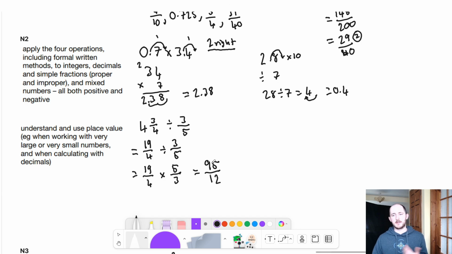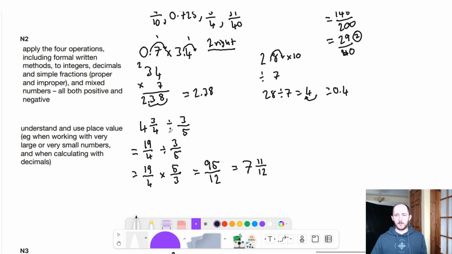Now you can change this back into a mixed number if you want, and I'll just show you how to do that quickly. All I do is I work out how many times 12 goes into 95 entirely. So 12, 24, 36, 48, 60, 72, 84, and then it would be 96. So it's 7 times in total, and the remainder is 11. So 7 and 11 over 12.